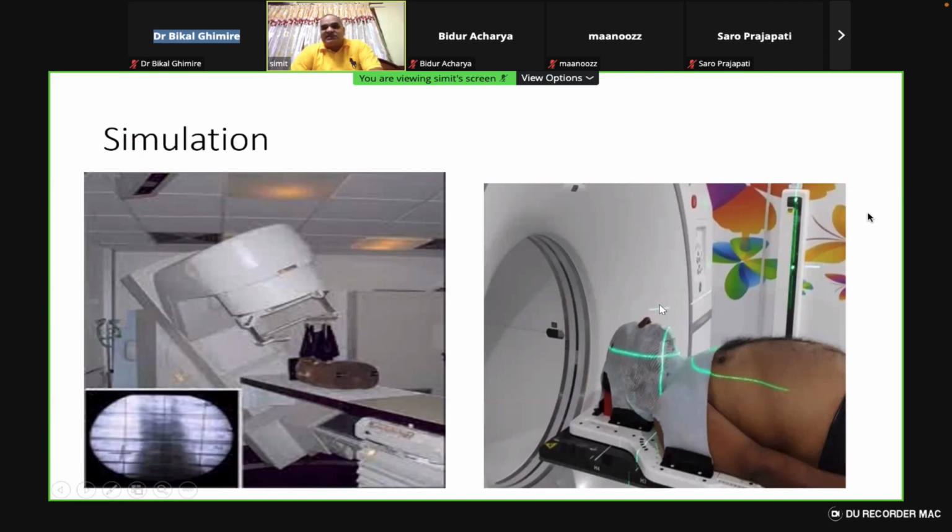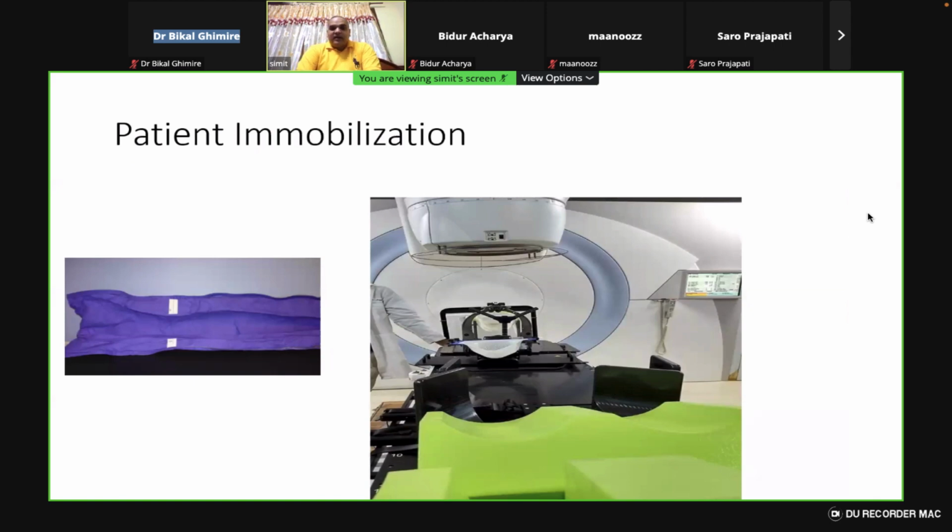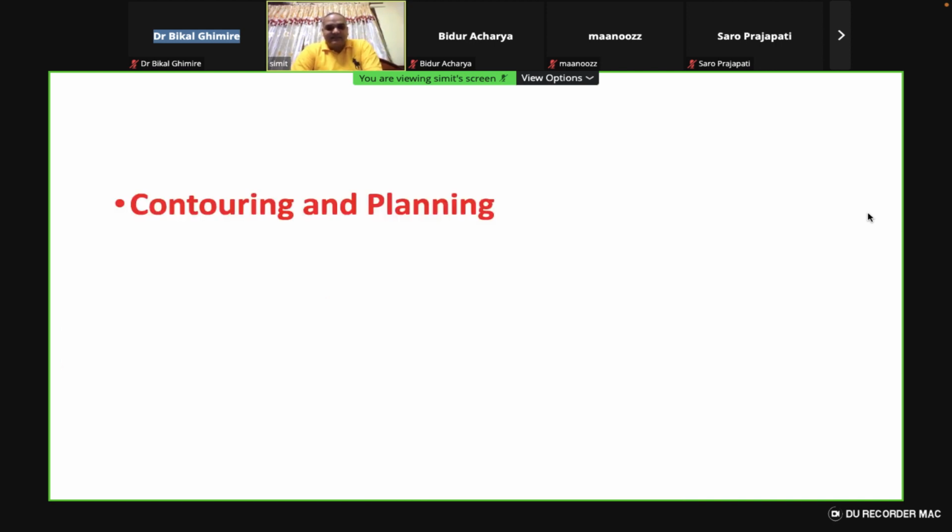The second picture is a CT simulation. Here we can see it's a CT scan. We place the patient in the treatment position. We use an immobilization mask because today's radiation has sub-millimeter accuracy, so we don't want the patient to move even a millimeter. This type of mask is used in patients, and the patient undergoes a CT scan. This is called simulation. We use different types of immobilization based on the type of cancer and on which side the cancer is.